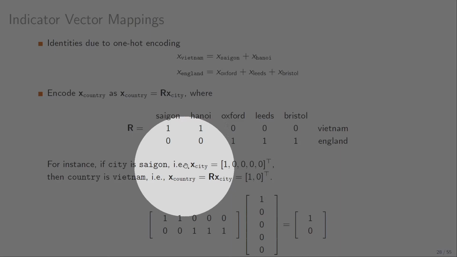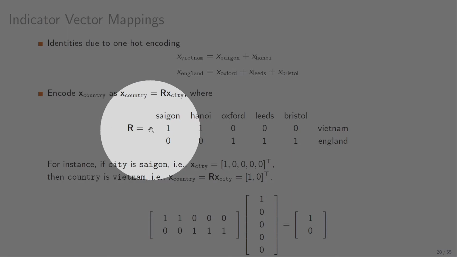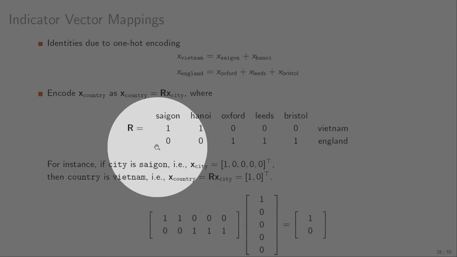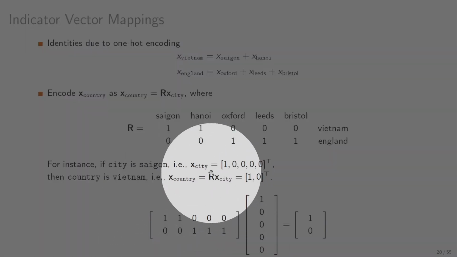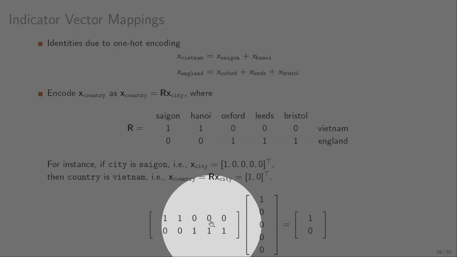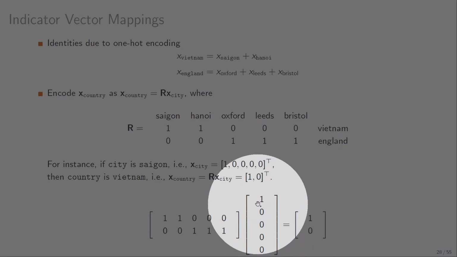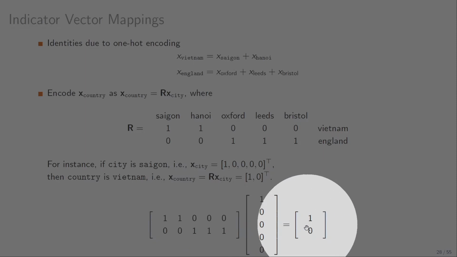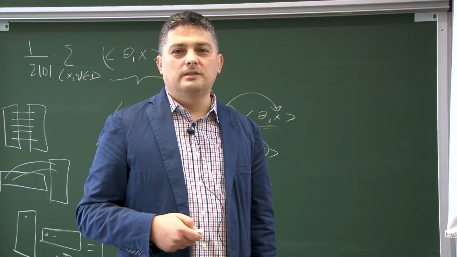So if the city is Saigon, then X city would be this indicator vector, because Saigon is first in my order. Okay? And then the country is Vietnam, because I can compute it as follows. I can take R, my mapping matrix, and I multiply it with the vector X city, and that will give me the vector X country. Because indeed, if this is R, and this is the indicator vector for the city Saigon, then if I multiply this, I get 1, 0, which is an indicator vector for country, which tells me that the country must be Vietnam. Is this clear? Good.